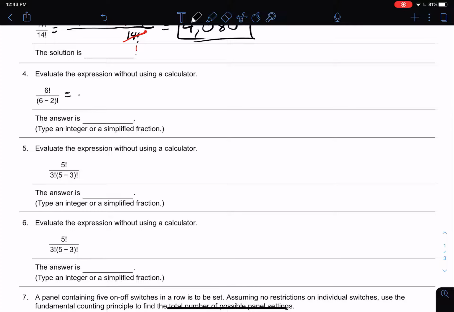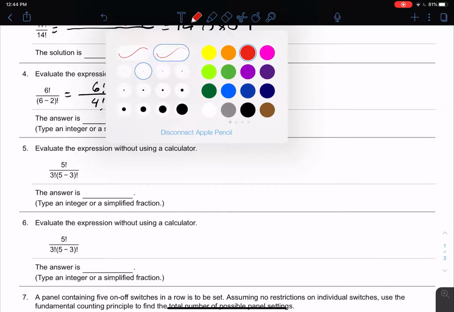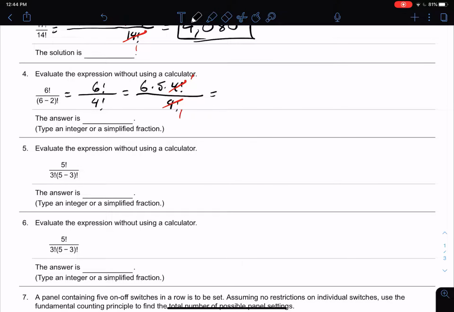Moving on to the next one, we will go ahead and simplify inside the bracket first. That would be 6 minus 2 is 4 factorial. So we have 6 factorial over 4 factorial. Now you can't say 6 and 4 reduce directly because they're factorials, but you can write them out. 6 times 5 times 4 factorial over 4 factorial, and now those two are identical factors and will reduce or simplify down to 1 over 1, which leaves us with 6 times 5, which is 30.